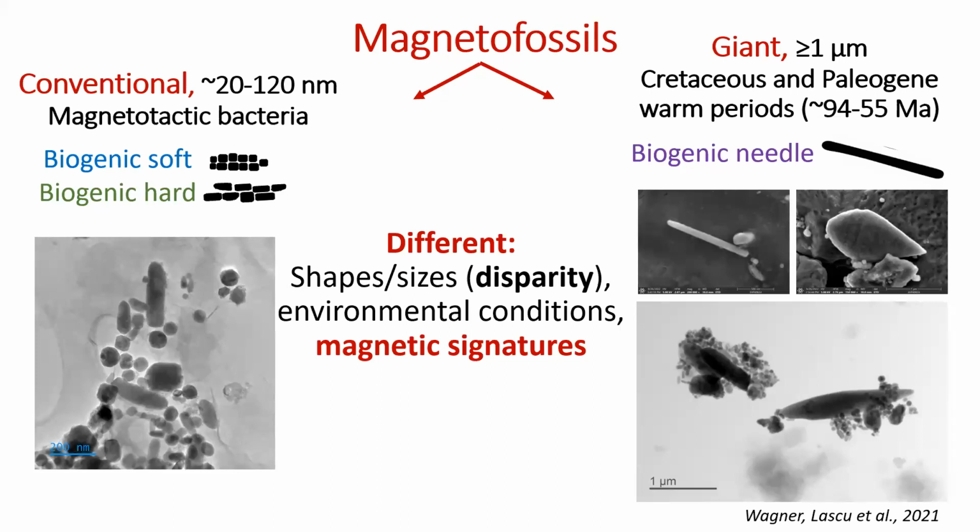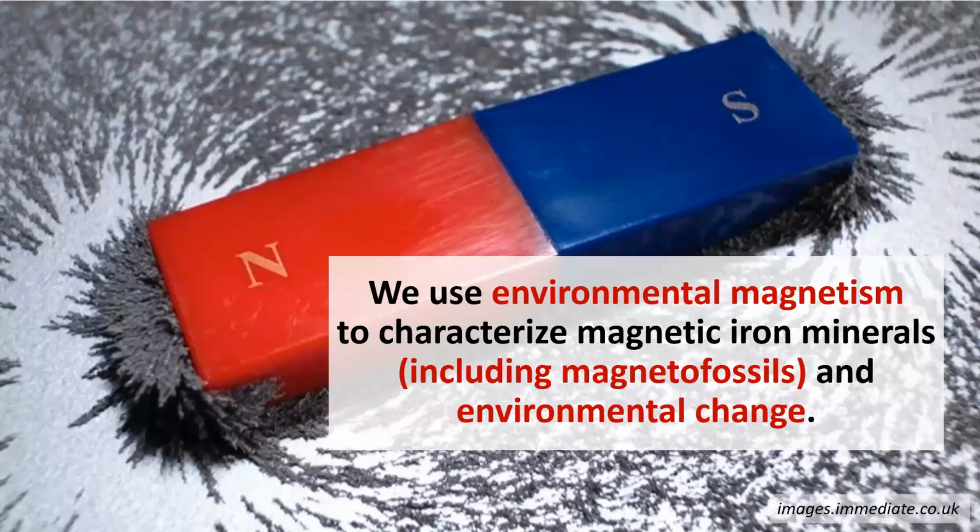And conveniently, we have these three categories of magnetofossils that can be remotely sensed in bulk sediments using environmental magnetism in the lab. So I'm going to show you exactly that, how we use environmental magnetism to distinguish between the biogenic soft, biogenic hard, and biogenic needle components, and how we can use that to begin to interpret environmental change.